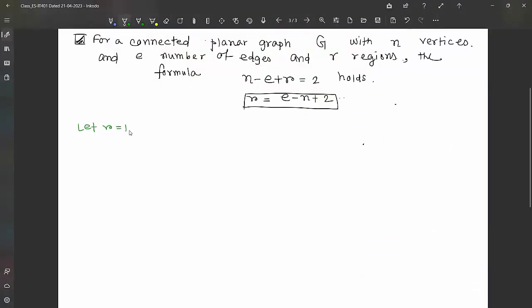Now tell me, if R is equal to 1, that means only one region is there. That means, is there any circuit or not? This is a question. If R is equal to 1, that means the number of regions is 1. So that means it should be simply a null graph, or it should be a line, or a line with a pendant vertex, this type of graph, or this type of graph. Okay. So in this type of graph, you can see the total number of regions is 1.